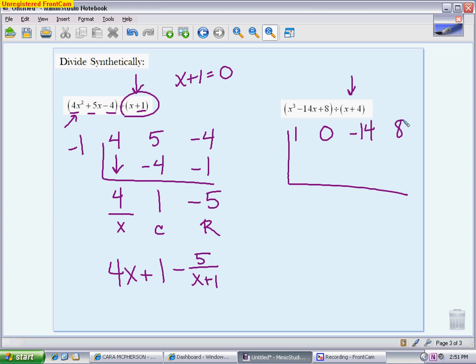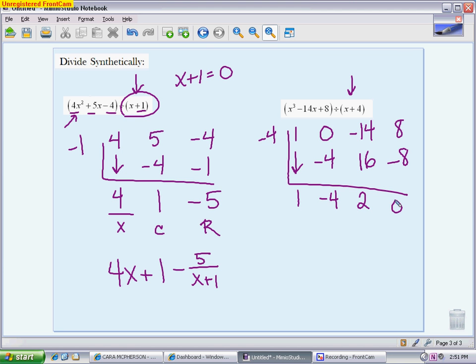What we are dividing by is x plus 4. So the 0 of that is negative 4. That is the number that goes outside. Again, we drop down this first number. We're going to multiply diagonally, and we're going to add vertically. We're going to multiply diagonally, add vertically, multiply diagonally, add vertically.